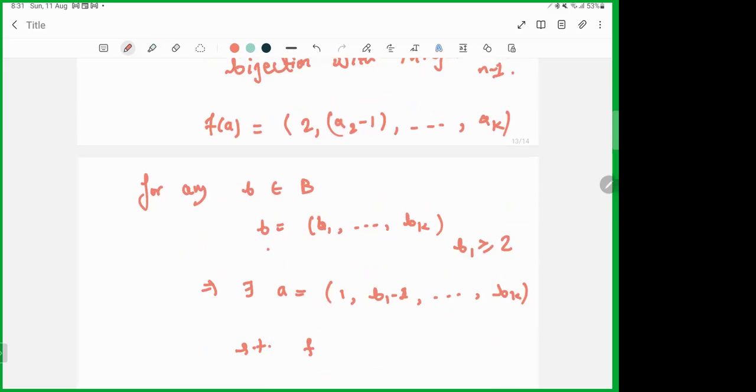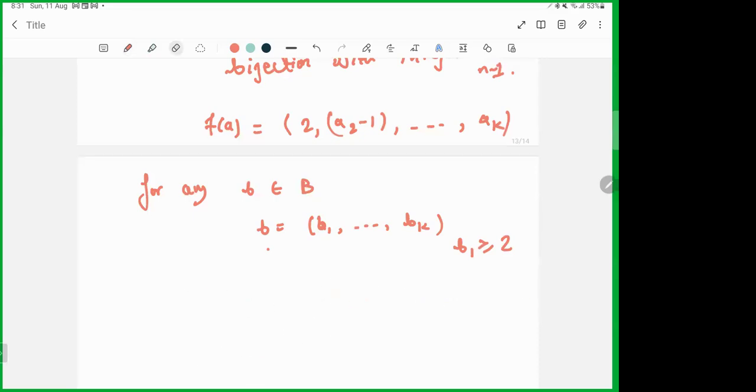Sorry, I am missing something. I have to show a one-to-one correspondence. I have shown this map is an injection. I have to show surjection as well. For any B belonging to B, I have to find some A belonging to A such that f of A is B. How will I show this? Let me think. I am missing something.